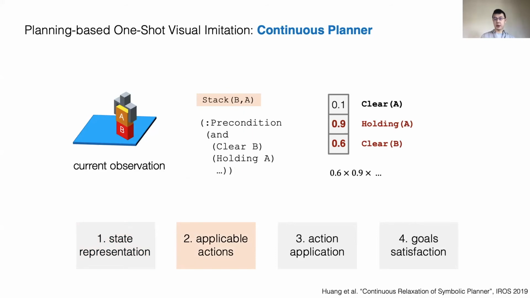And now we turn to applicable actions. Given a scene and environment like this, let's see if we want to apply an action of stacking B on top of A. In a symbolic way, we should check if the current state satisfies the preconditions, like block B is clear and also the robot is holding A. But now, instead, we can have a score for this action, which is computed by multiplying the scores of all the predicates in the precondition. So the higher the score, the more likely the action is applicable.